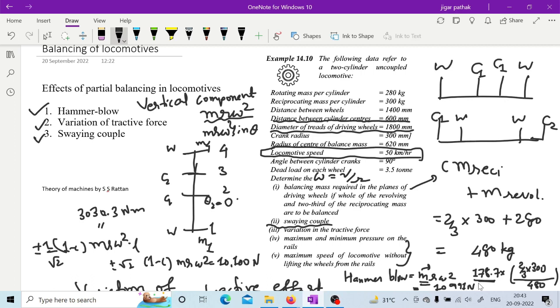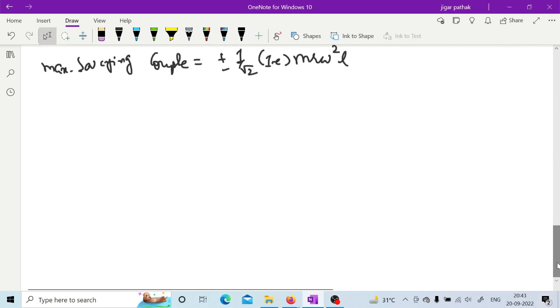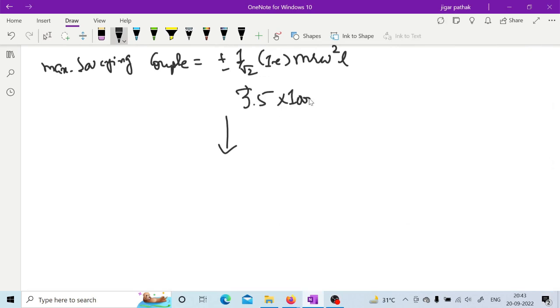Right. So once you are done with this, you simply have to add the dead load which is given here, this 3.5 ton. That dead load of 3.5 ton is 3.5 into 1000 into 9.81, so it is almost around 34,335 Newton. It is acting downward because it is the dead load.